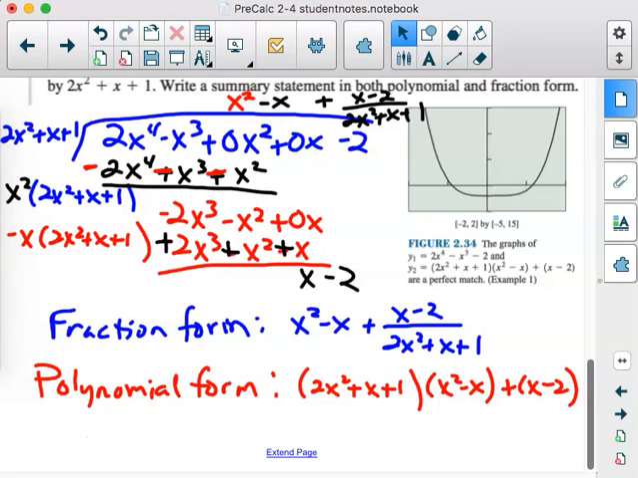So we've sure hit that long division objective really hard so far. And again, there is a way to check this with your graphing calculator.